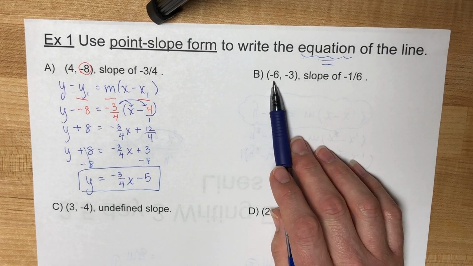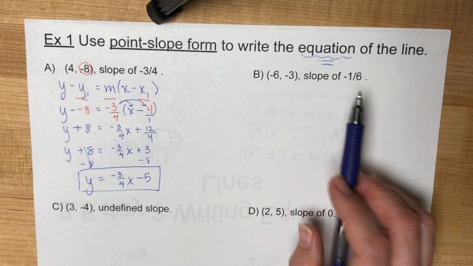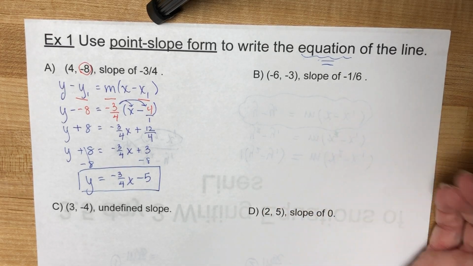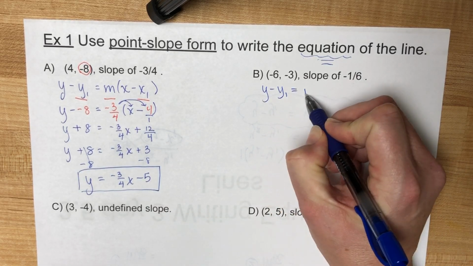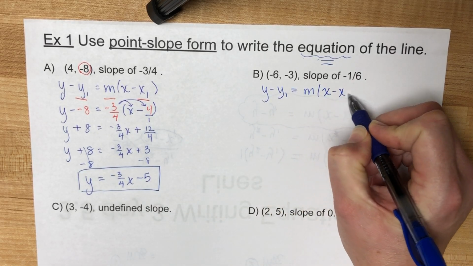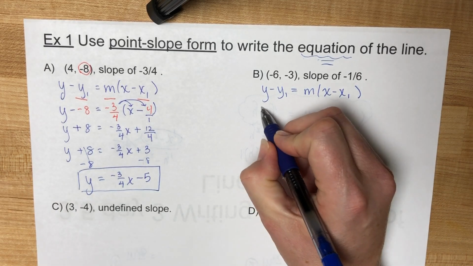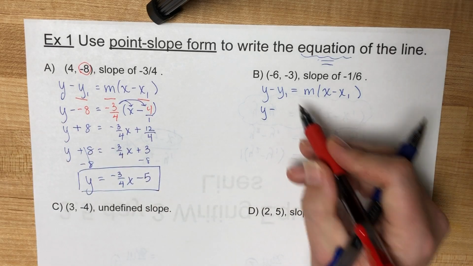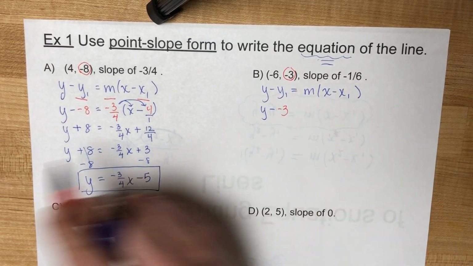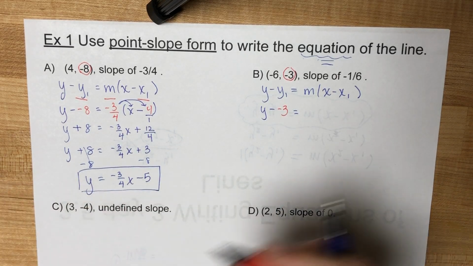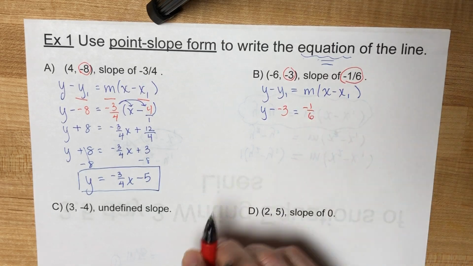We have the point -6, -3, and we have a slope of -1 over 6. So once again, I have a point and a slope. What form should I use? Point slope form. Easy. y minus y1 equals m times the quantity x minus x1. And we're going to plug in the goodies here. y minus, in place of y1, what are we going to plug in? -3. Very good. And in place of m, what are we going to plug in? -1 over 6. Very good.